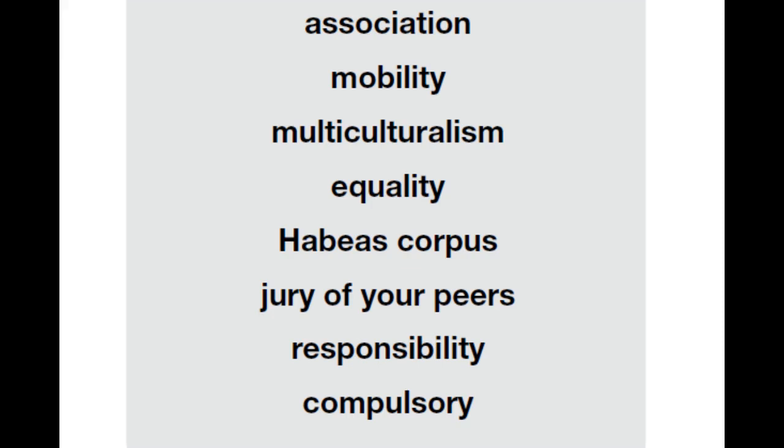Habeas Corpus. That's a Latin word that means they can't put you in a jail or hold you in a place without a good reason. For example, you must have broken some law to be arrested. Jury of your peers. Juries are usually 12 people that sit on a panel and listen to a court case and decide if someone is innocent or guilty. And jury of your peers. Peers means people like you.